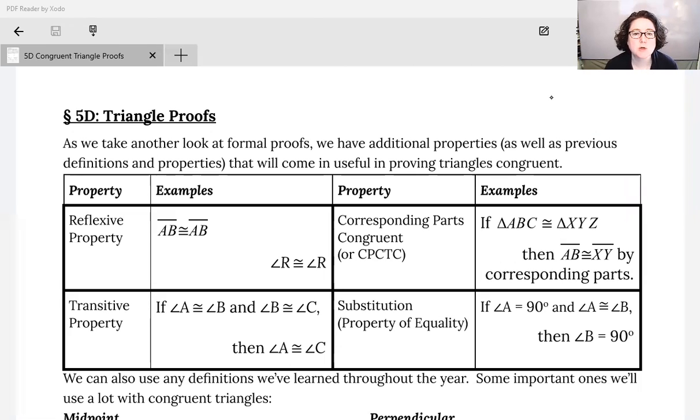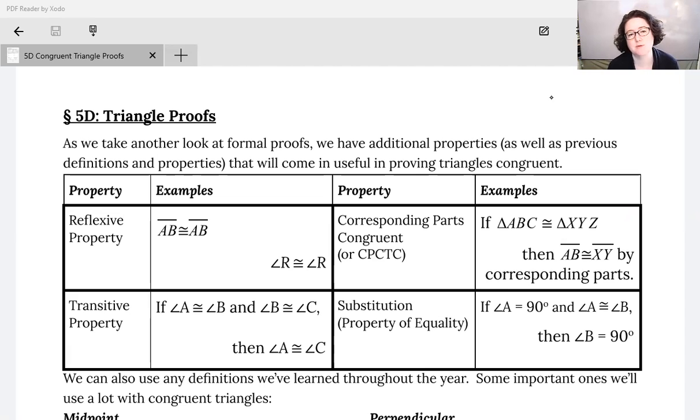Today, we take another look at our formal proofs, specifically two-column proofs, and we'll be looking at these using triangles with all of the rules that we've just talked about in our previous lessons. So we have a few new rules that we need to look at that we'll see popping up in proofs, not only for congruent triangle proofs, but also when we look at similar triangles and quadrilaterals in our future units.